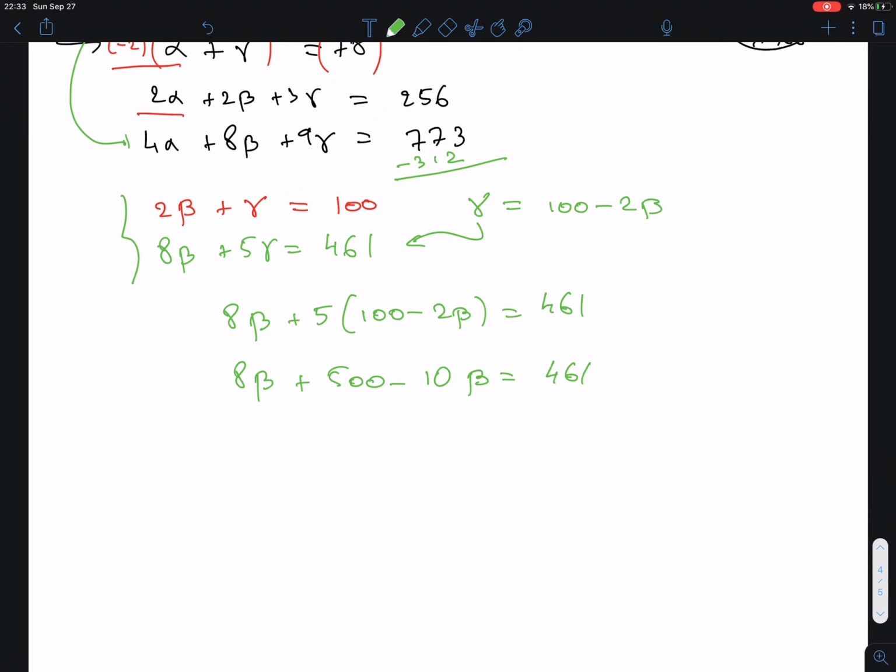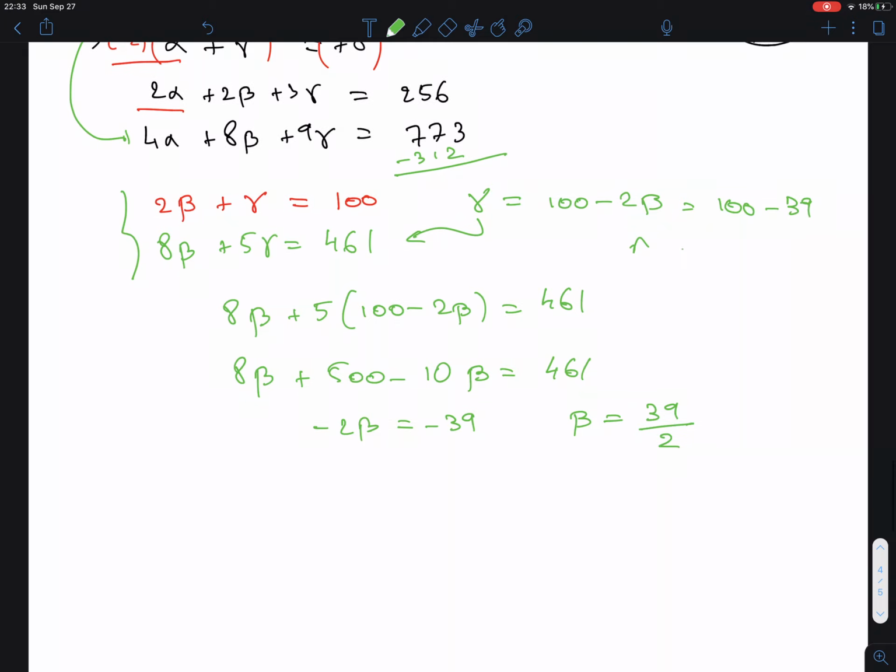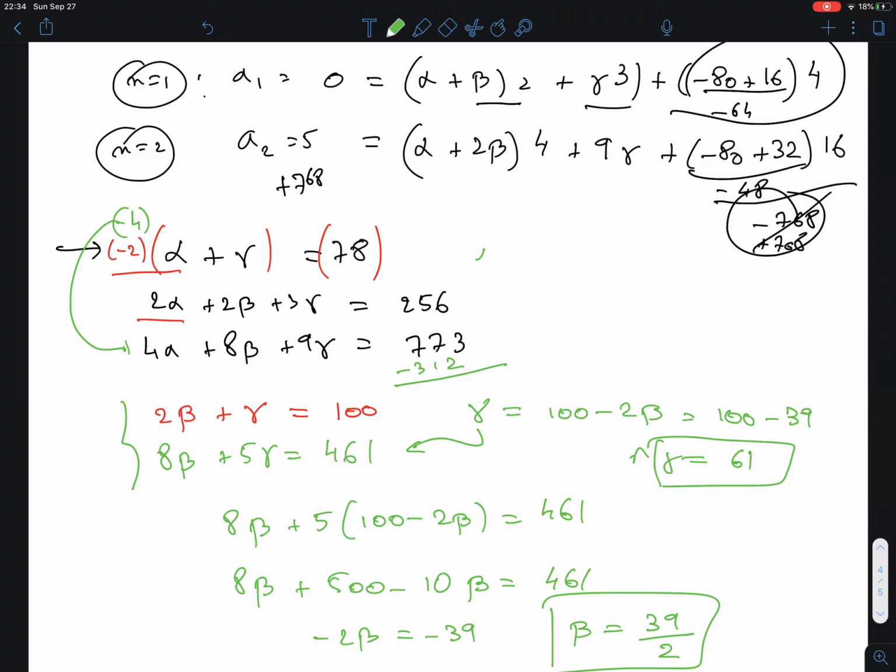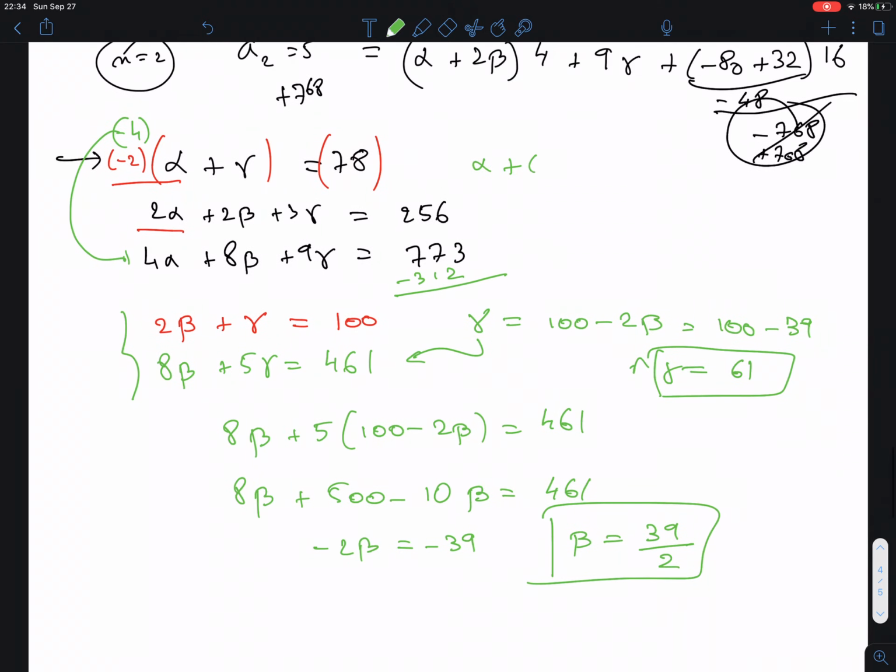So okay, this is minus 2 beta equals, bring the 500 to the other side, that becomes minus 39. So beta apparently seems to be 39 over 2. From that I can get gamma. So gamma is then 100 minus twice beta, so minus 39, that's actually a nice number, so that is 61, that's gamma, and this is beta, and then alpha, from here we see that alpha plus the gamma 61 is 78, so alpha is 78 minus 61, that is 17.